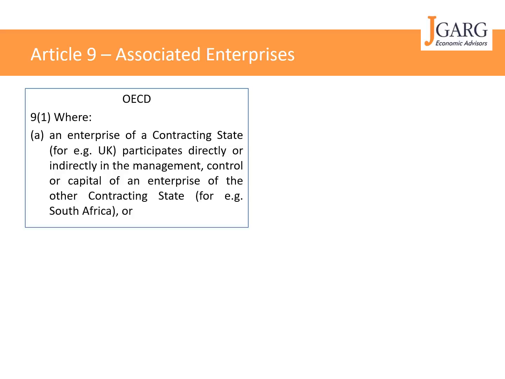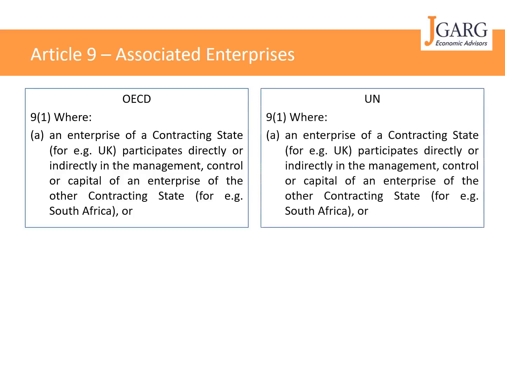So the first para, that is para 1 of Article 9, Part A, says an enterprise of a contracting state, for example UK, participates directly or indirectly in the management, control or capital of an enterprise of the other contracting state, for example South Africa. A similar paragraph is there in the United Nations Manual also.